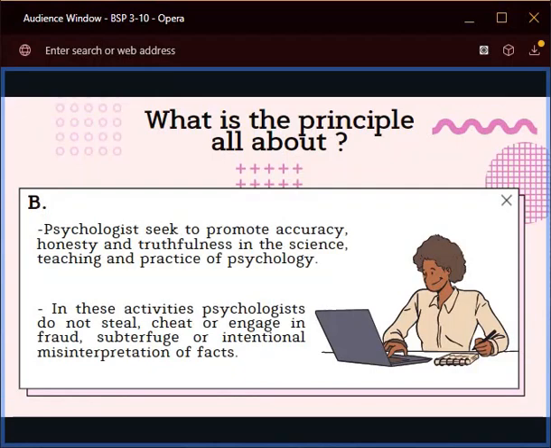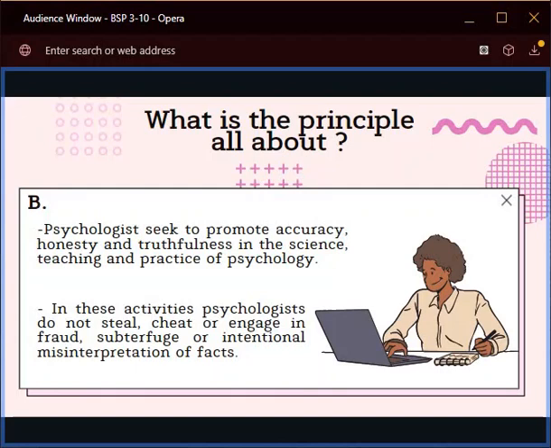So, according to APA Ethical Principle C, integrity, psychologists seek to promote accuracy, honesty, and truthfulness in the science, teaching, and practice of psychology. In these activities, psychologists do not steal, cheat, or engage in fraud, subterfuge, or intentional misrepresentation of fact. Psychologists strive to keep their promises and to avoid unwise or unclear commitments. In situations in which deception may be ethically justifiable to maximize benefits and minimize harm, psychologists have a serious obligation to consider the need for, the possible consequences of, and their responsibility to correct any resulting mistrust or other harmful effects that arise from the use of such techniques.